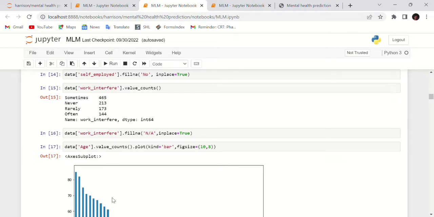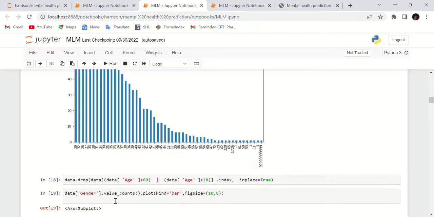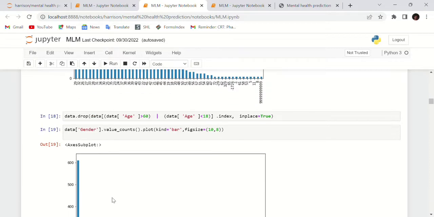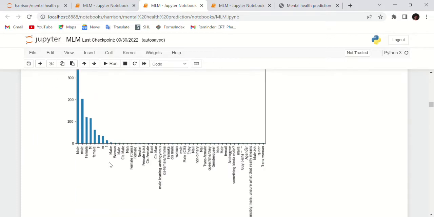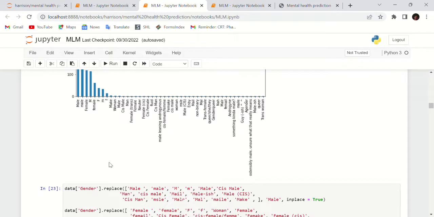Let us now handle the data that might have been entered wrongly. Consider the age column of our data set. If we observe the age column, it is seen that some impractical values have been entered. So let us remove the rows with ages greater than 60 and less than 18 using the code below. Let's consider the gender column of our data set. It is observed that different names are used for the same category of gender. Let us group them into three major categories: male, female, or non-binary using the replace function.